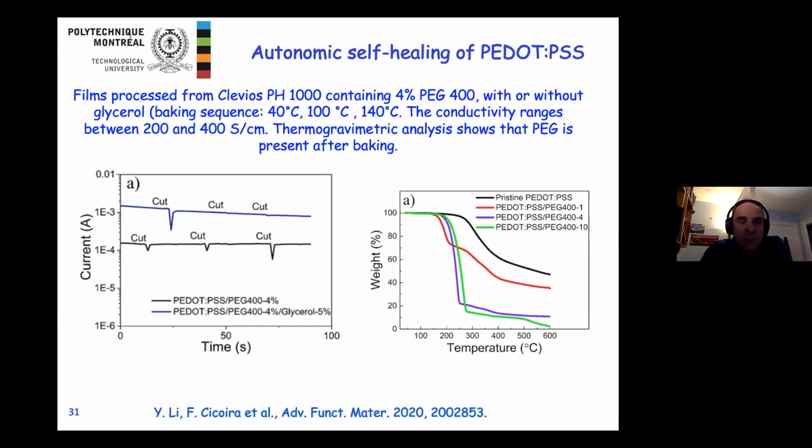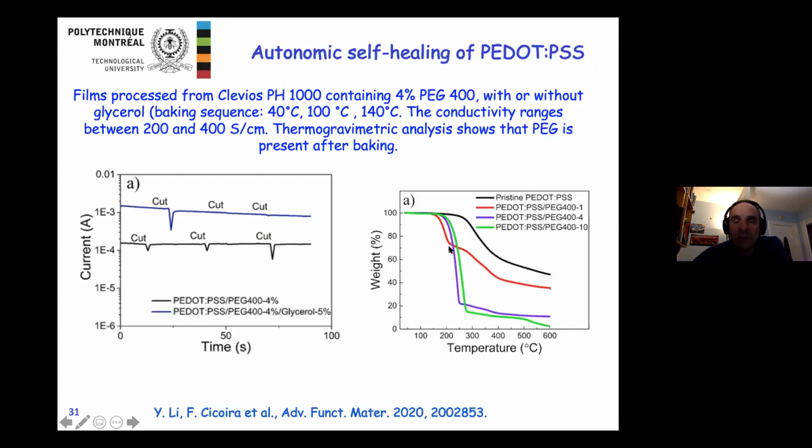These two plots are just to say that the lower plot, the black one, is about pristine, repeated PSS polyethylene glycol films. The other one is when we also add glycerol to improve the conductivity. So this means that we can achieve high conductivity and still have autonomic healing.